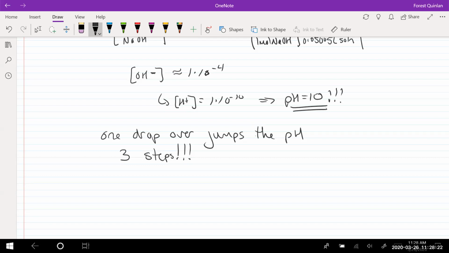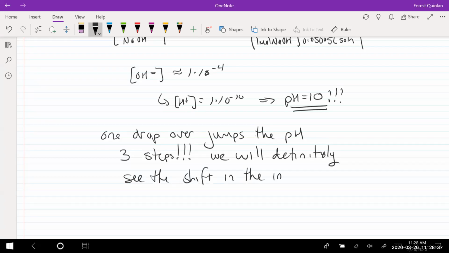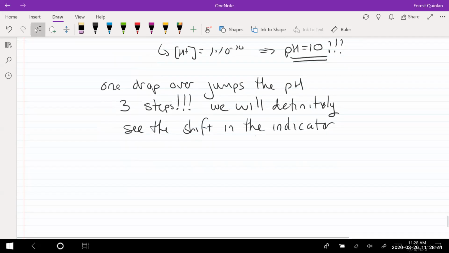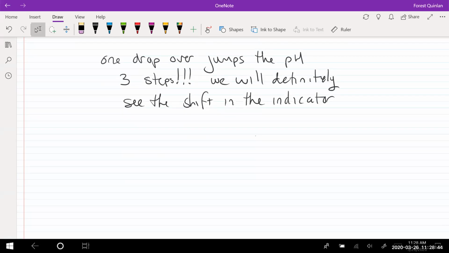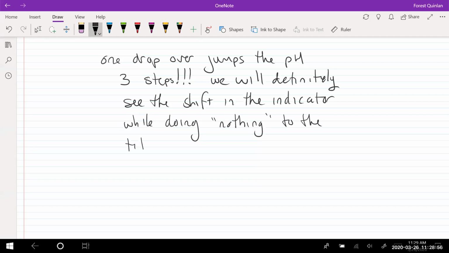So this means we will definitely see the shift in the indicator while doing just about nothing to the titration volume.